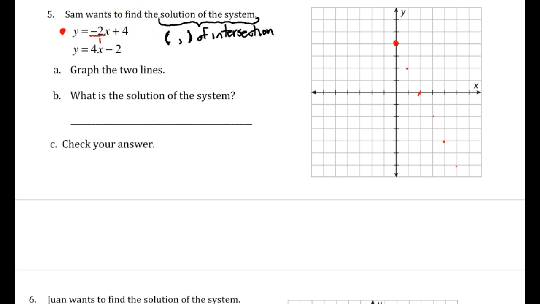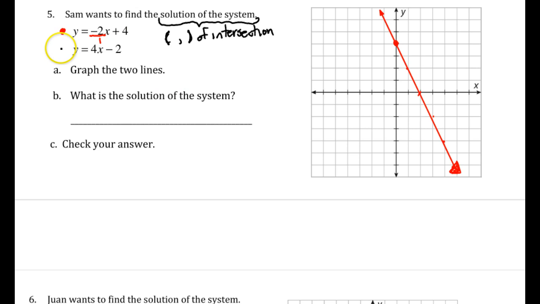Solid or dashed? Solid. Well, they're equations, right? So all equations are solid. Please use a straight edge. Always, always, always.